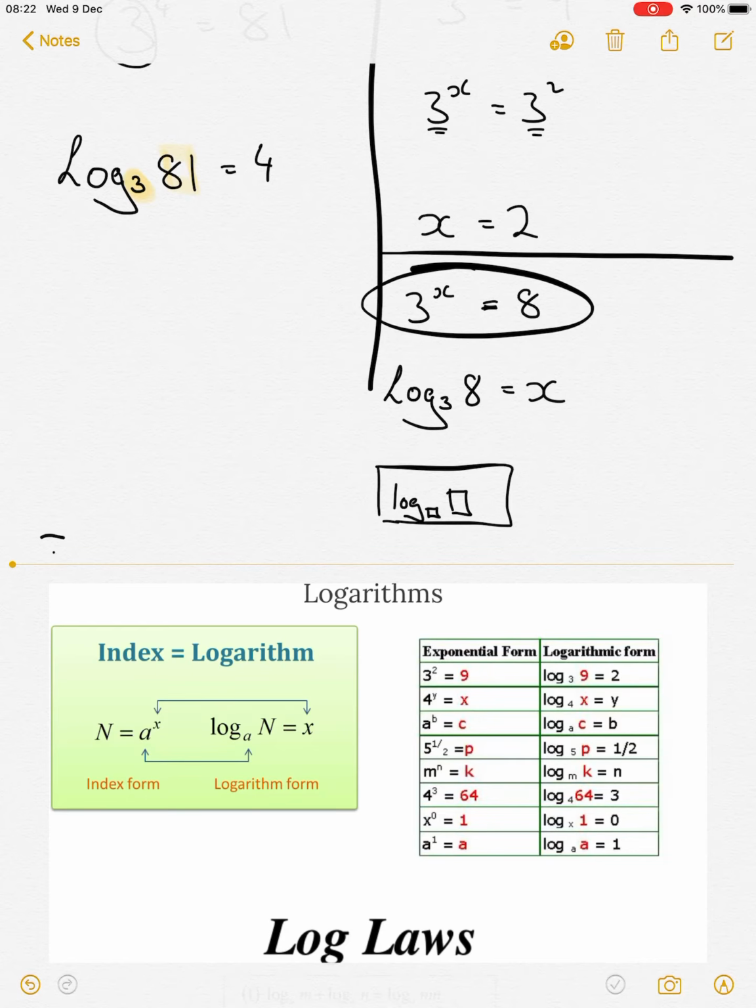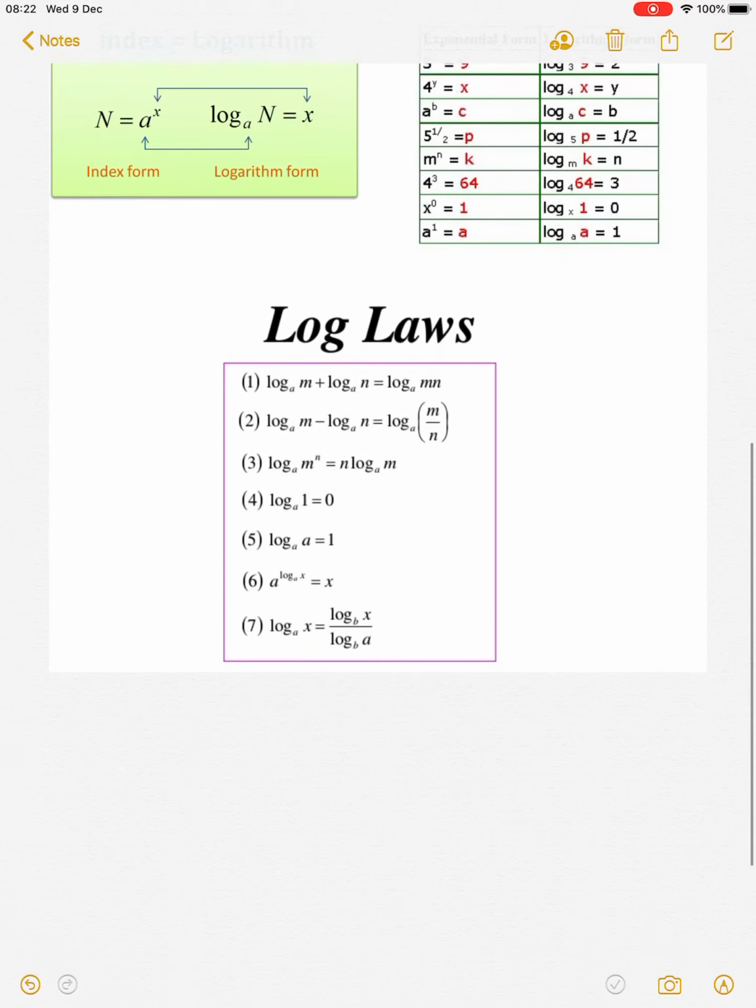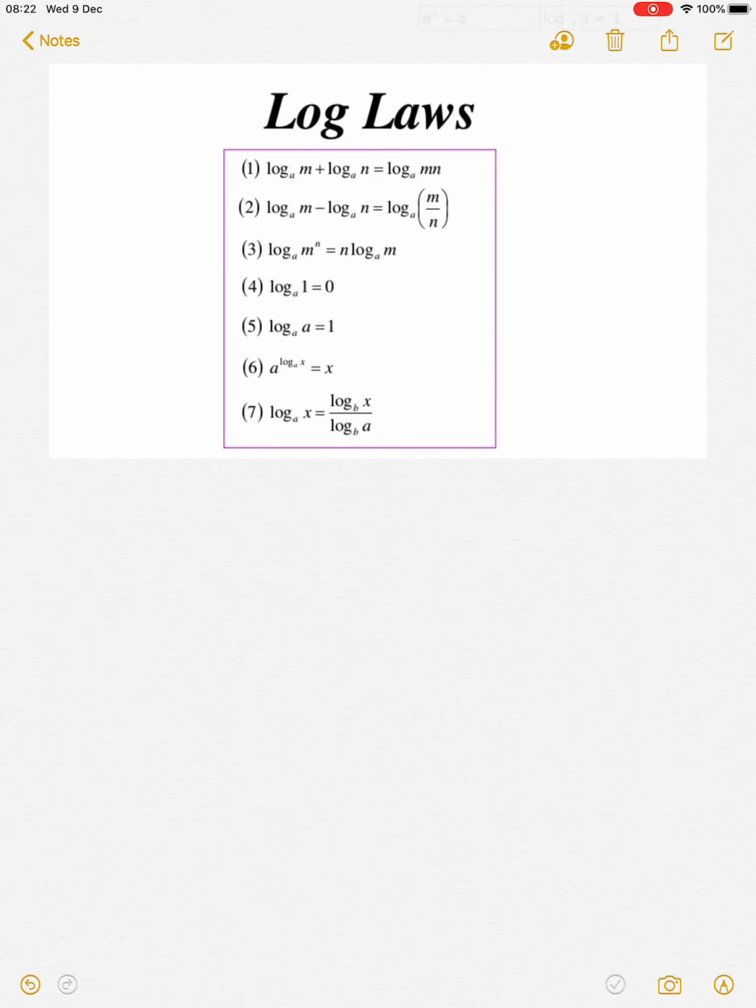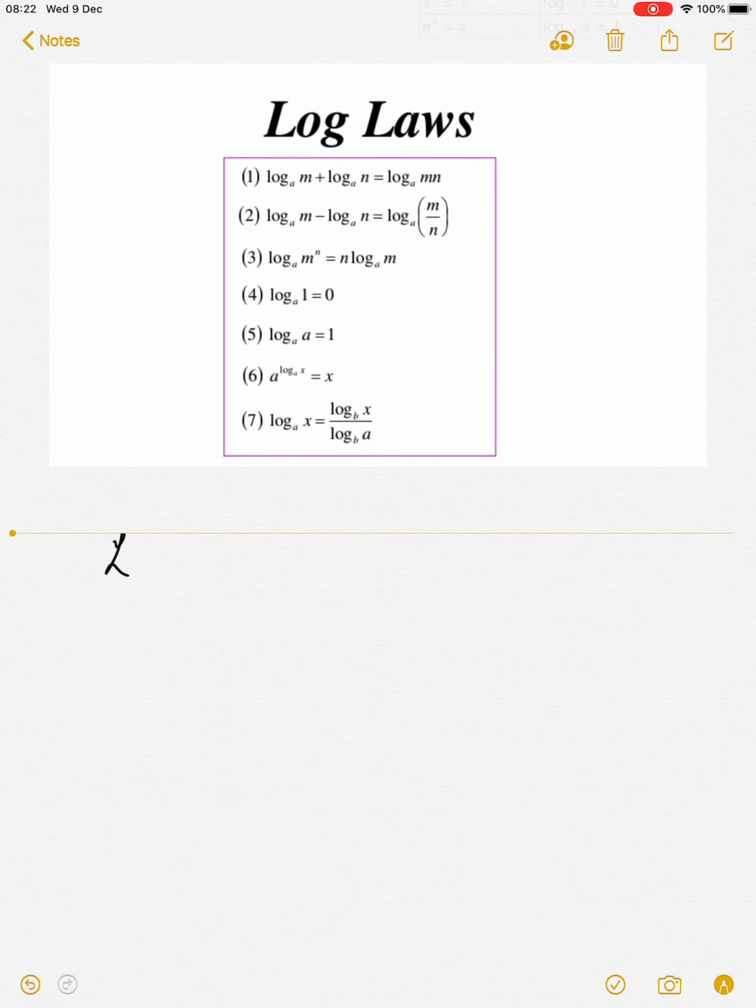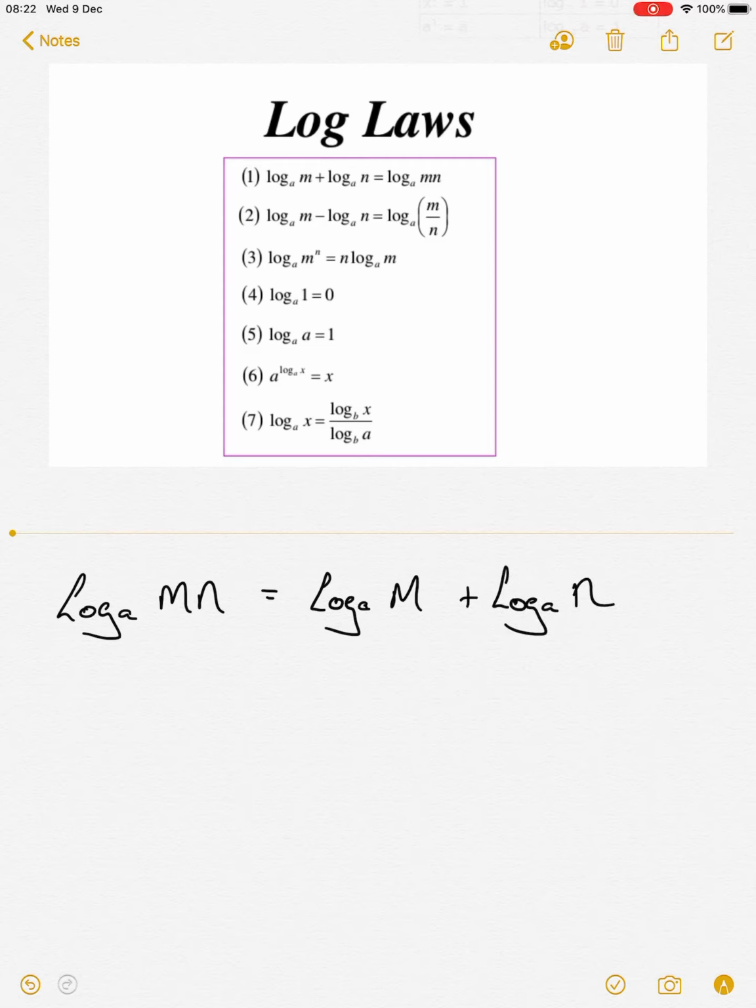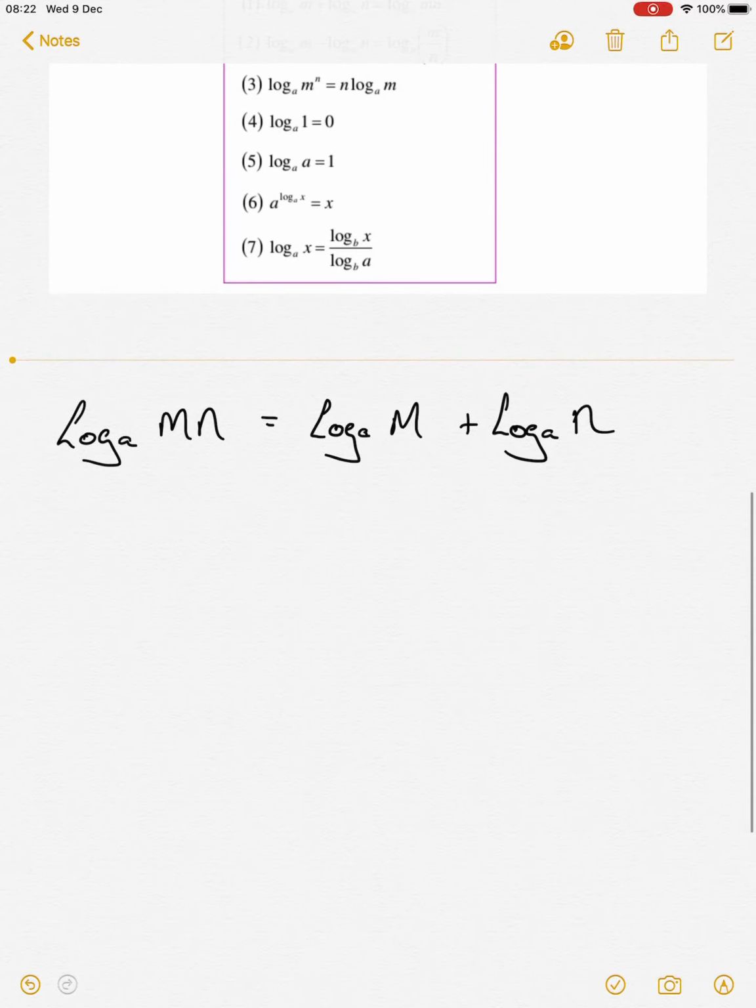So let's look at the first 3 laws of logs now. The first one is log base a of mn is equal to log base a of m plus log base a of n. So log base a of mn is equal to log base a of m plus log base a of n. So let's see what that means.